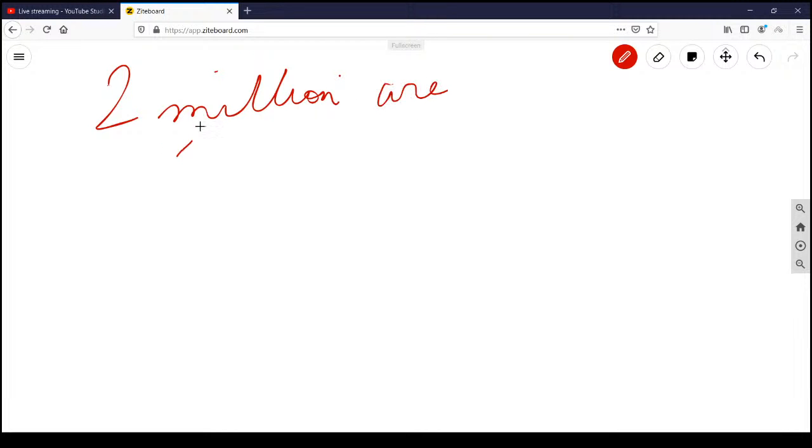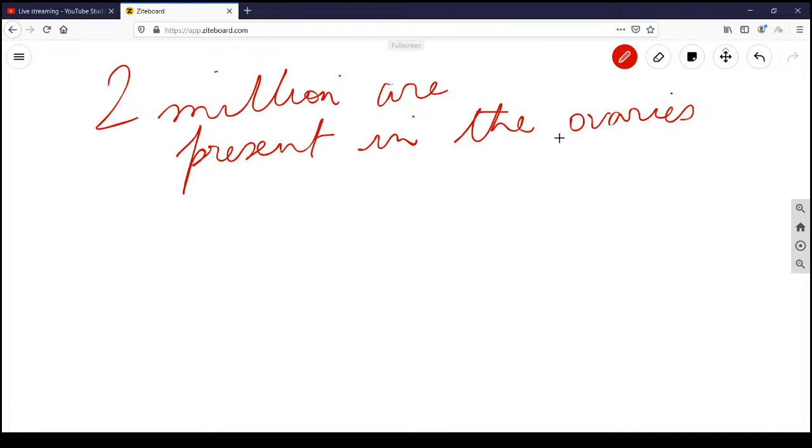Are present in the ovaries at birth. So that is how many ovaries are present at birth, you can say. Now what happens is only about 40,000 primary oocytes are arrested in the diplotene stage of the first meiotic division. Okay, so that is there.